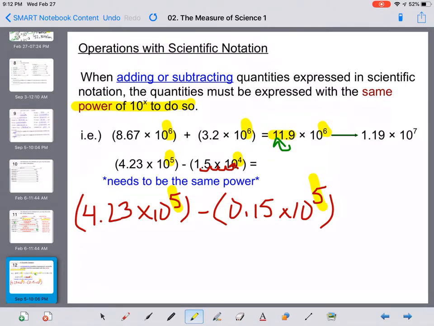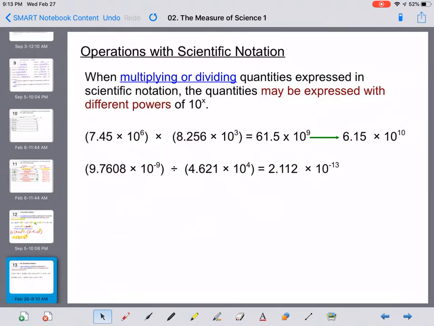So if I went and subtracted it, 4.23 minus 0.15, then I get 4.08. And because my exponents are the same with addition questions, they stay the same, 4.08 times 10 to the 5. And so that becomes my answer. So addition and subtraction have to be the same power. And if they're not, we can actually make them the same power and then use that operation afterward.